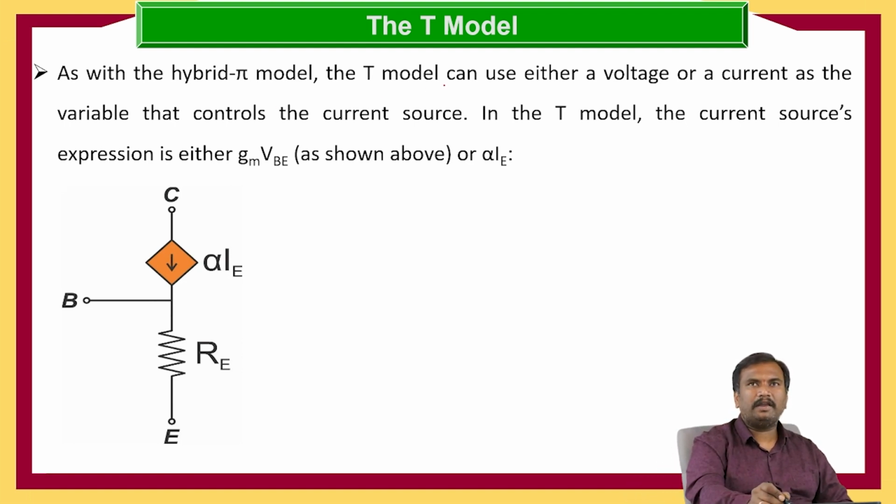As with the hybrid pi model, the T model can use a voltage or a current as the variable that controls the current source. In the T model, the current source expression is either Gm into VBE or alpha into IE.